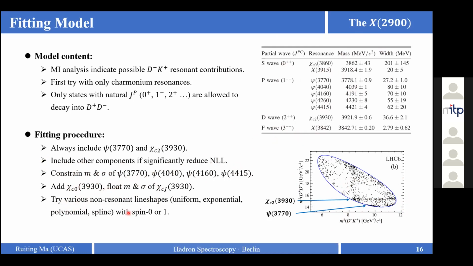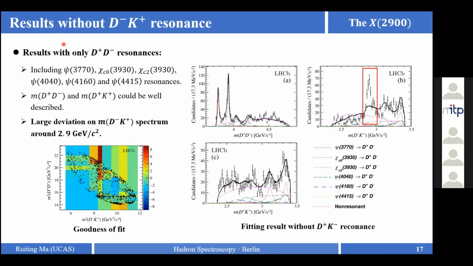We also test a series of non-resonant line shapes during the fitting. Finally, this page shows the fitting results with the basic fitting model with four Psi states and two χc states. Here we can see that the mass spectra of D⁺D⁻ and D⁺K⁺ could be well described by the fit result, but for the D⁻K⁺ distribution, there is still a large deviation around 2.9 GeV. It is consistent with the conclusion in the model-independent analysis.